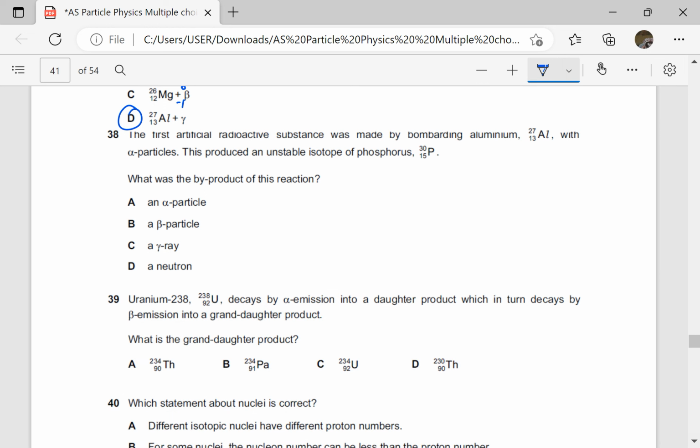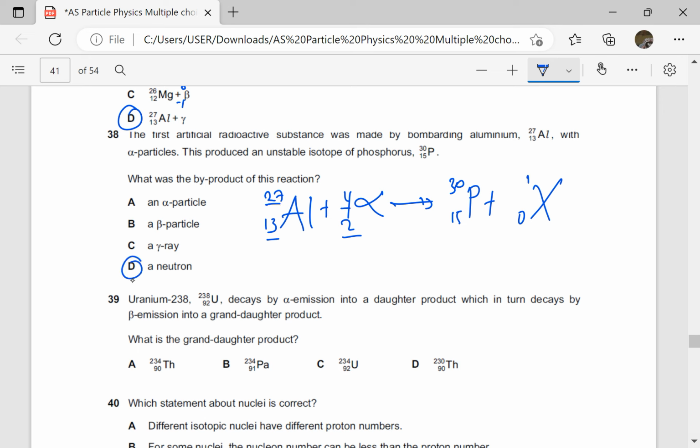The first artificial radioactive substance was made by bombarding aluminium with alpha particles. This produced an unstable isotope of phosphorus. So let's bombard aluminium 27, 13 with alpha, which is 4, 2, to form P, which is 30, 15, plus another product, a byproduct. We balance the equation. 15, this is 15, so X will not have any proton number. 27 plus 4, that is 31, so X will be 1. So that is going to be a neutron, N, 1, 0, that is a neutron.